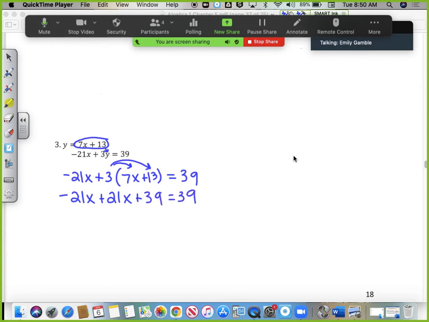Now, you might already be able to see from here what's going to happen. -21x plus 21x cancels out. And this one doesn't say 0 equals 0. It says 39 equals 39, which is still true. And because that's a true statement, that means that this answer is infinite solutions. So out of all of the problems, these are actually the easiest because you don't actually have to go through and find x and y. The process ends right after the substitution step or the elimination step because everything cancels out and it's either true or it's false.